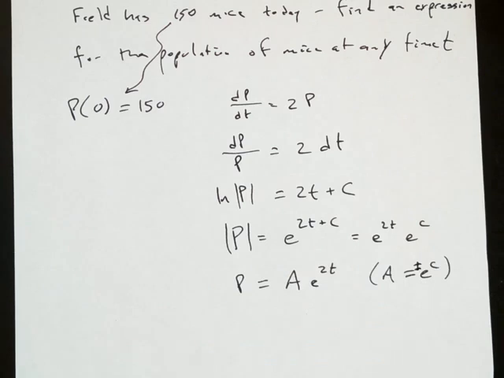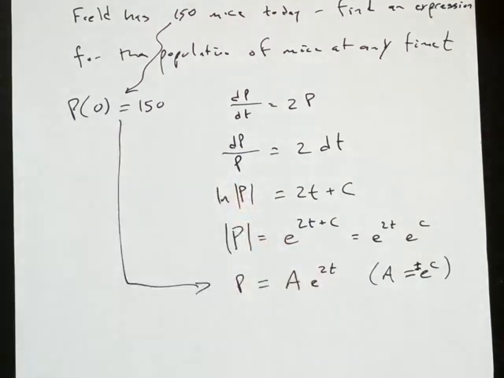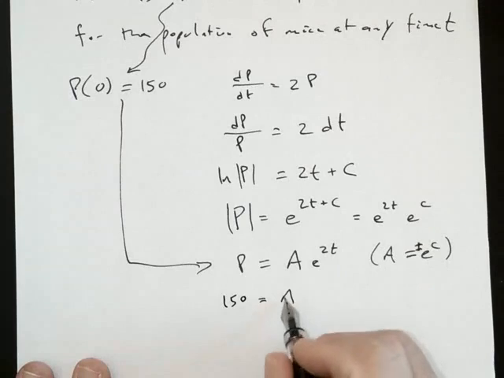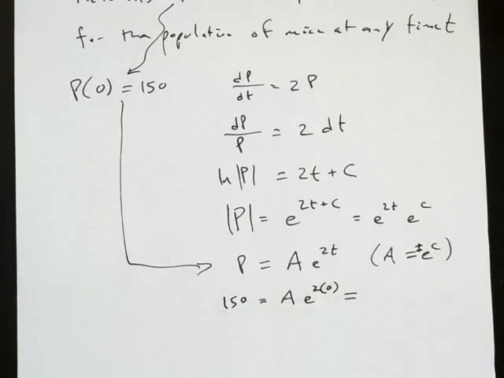Now I'm going to put in my initial condition, and instead of solving for C, I'll solve for A. Same idea. Population at time 0 is 150. And on the right-hand side, A times e to the 0. E to the 0 is 1. I know A. A is 150.